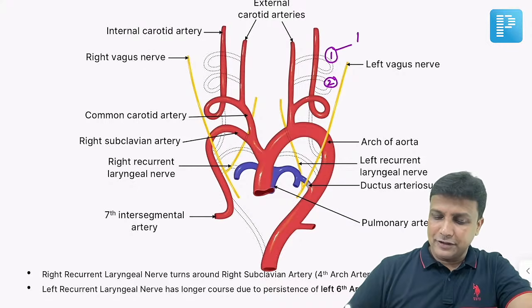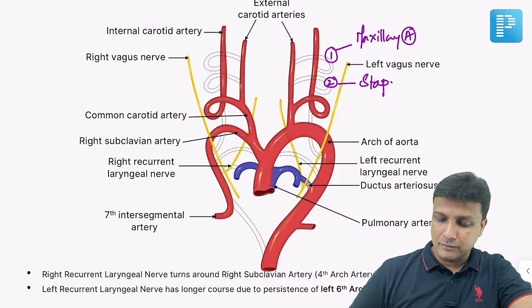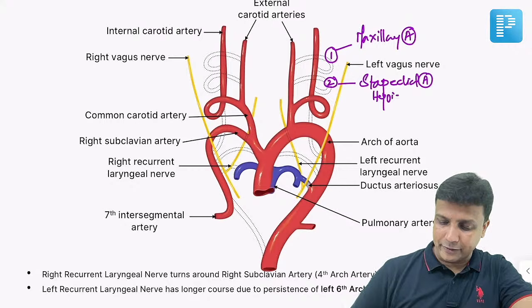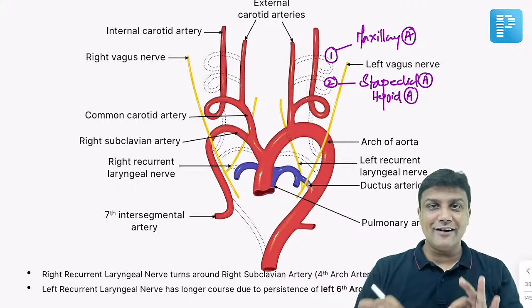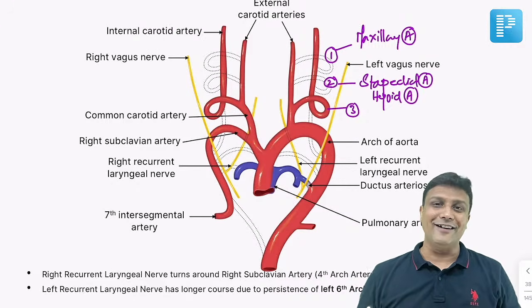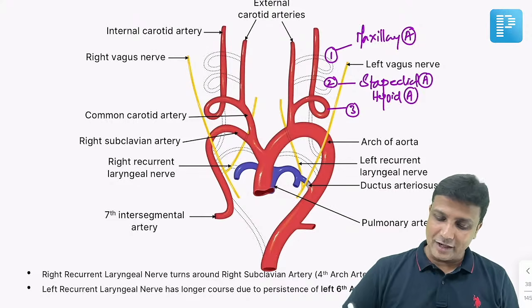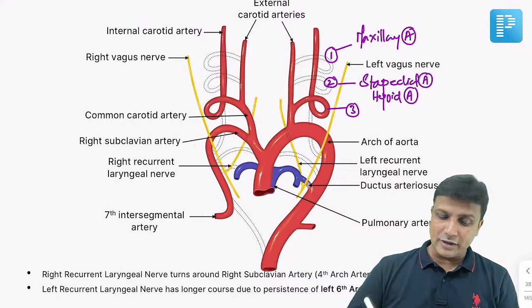So the remnant of the first arch artery will be the maxillary artery, and the remnant of the second arch artery will be the stapedial artery as well as the hyoid artery. These two are the remnants of the second arch artery. Now, the third arch artery is the one which is going to form the carotid arteries. You can see the common carotid artery, then it gives a branch, the external carotid artery, continuing as your internal carotid artery. What about the fourth arch artery?